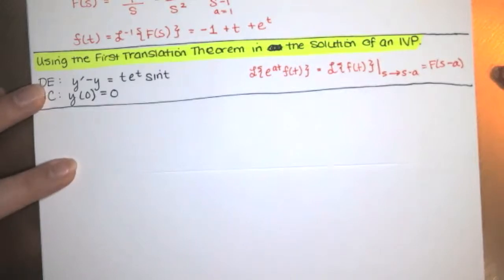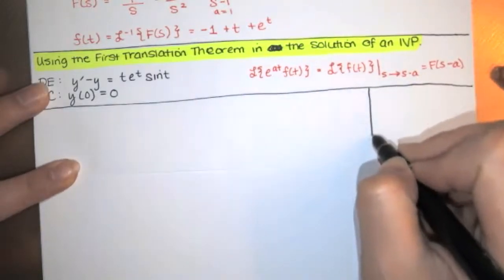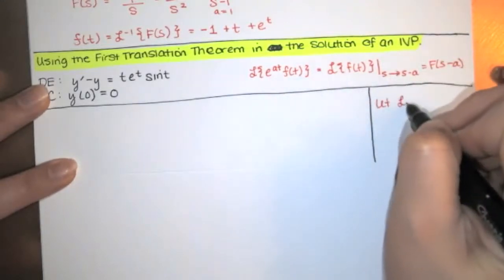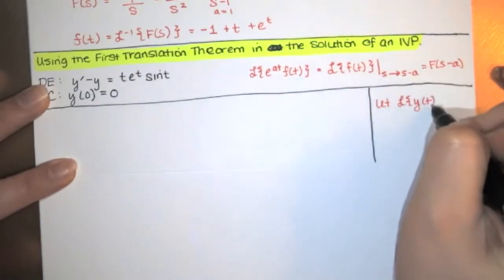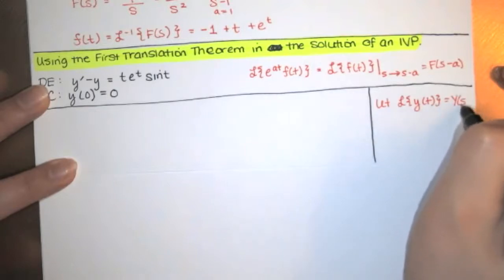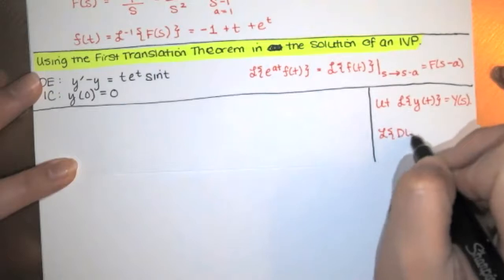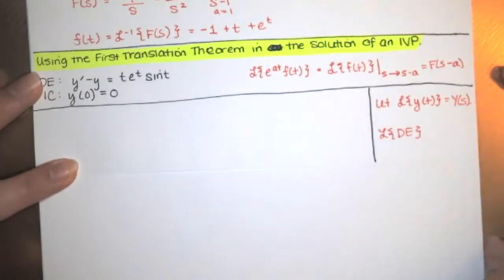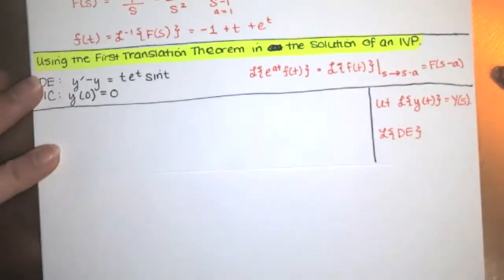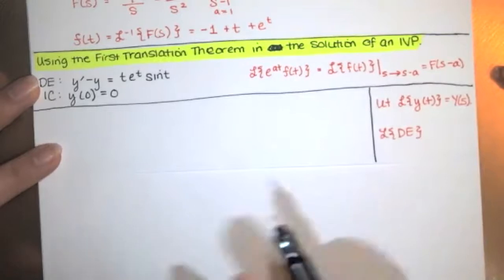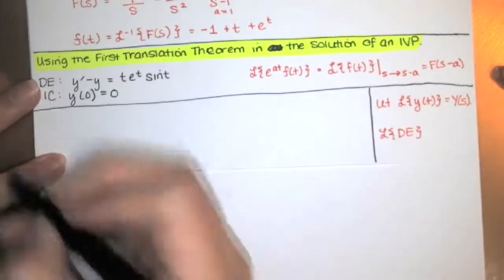Okay, so if I want to solve an IVP using the Laplace transform, I always start by letting people know what my notation means. So we're going to let the Laplace transform of y of t be big Y of s. And then we will take the Laplace transform of the differential equation and then substitute our initial condition into that result and simplify. Then we'll have an equation involving Y of s. We'll solve for Y of s, and then we'll take the inverse transform to get little y of t back.